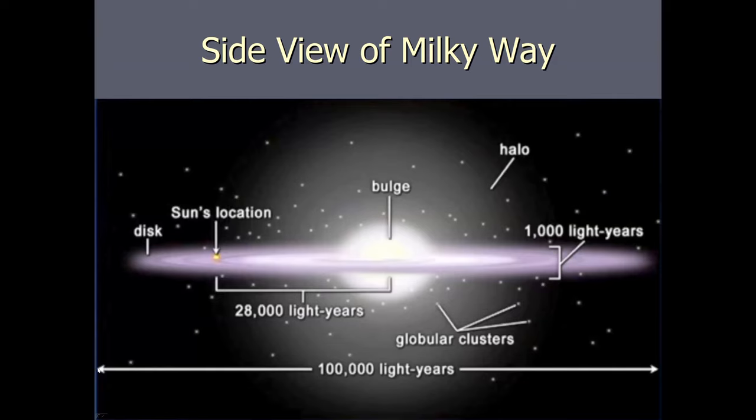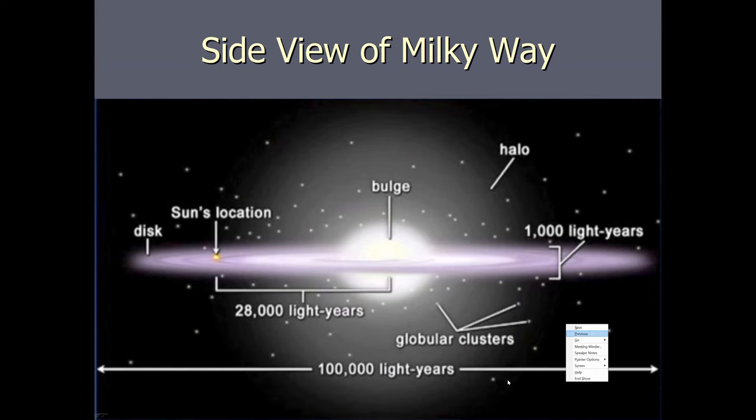If you go from one side to the other, it is about 100,000 light years wide in diameter. In the center of the Milky Way, we have a bulge, and this bulge has billions and billions of stars. Our sun's location is roughly 28,000 light years from the center. We all know that a light year is how far light travels in 1 year, so we're talking about a tremendously far distance. The Milky Way is roughly 1,000 light years thick. This is way beyond everyone's comprehension, but this is what the Milky Way looks like.